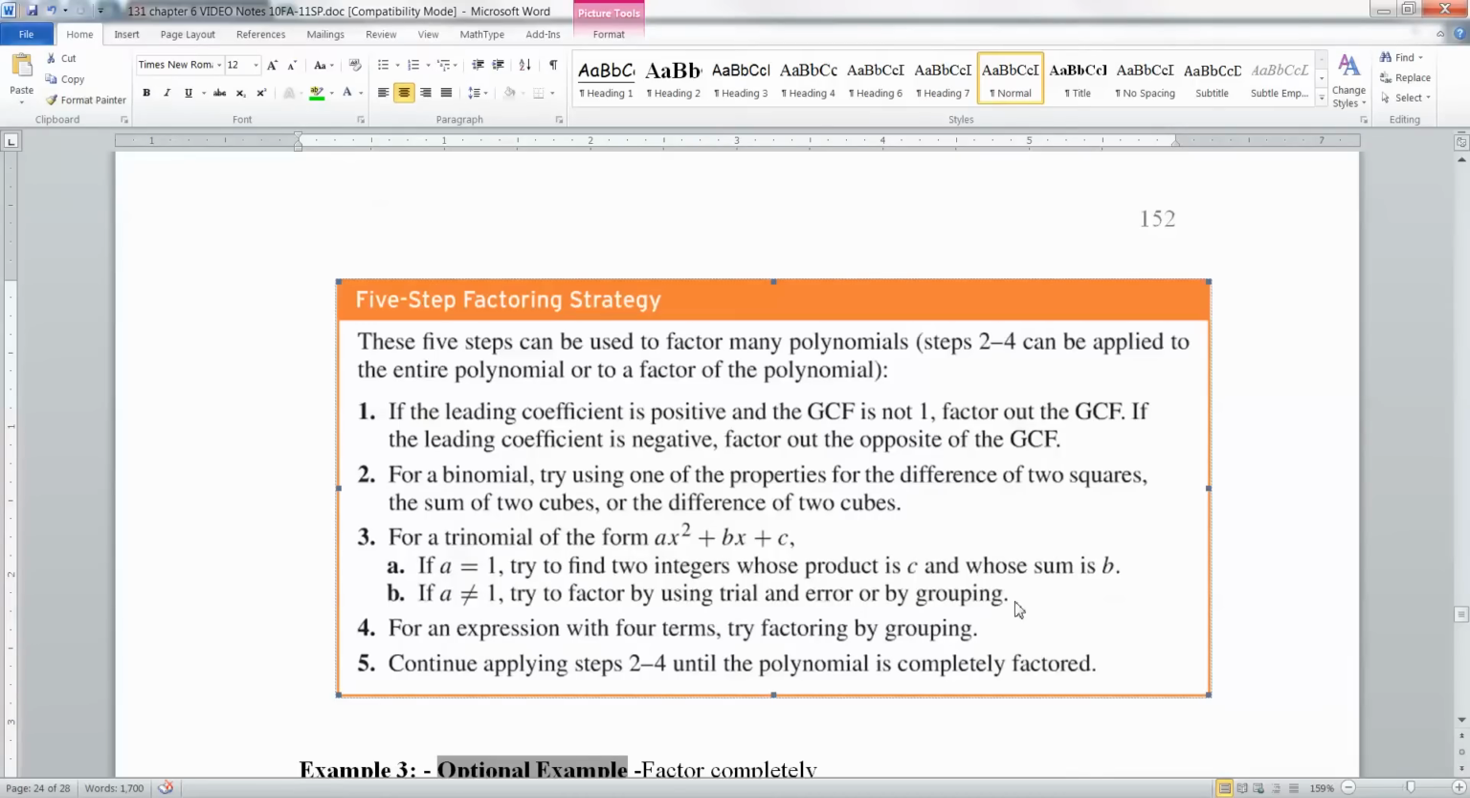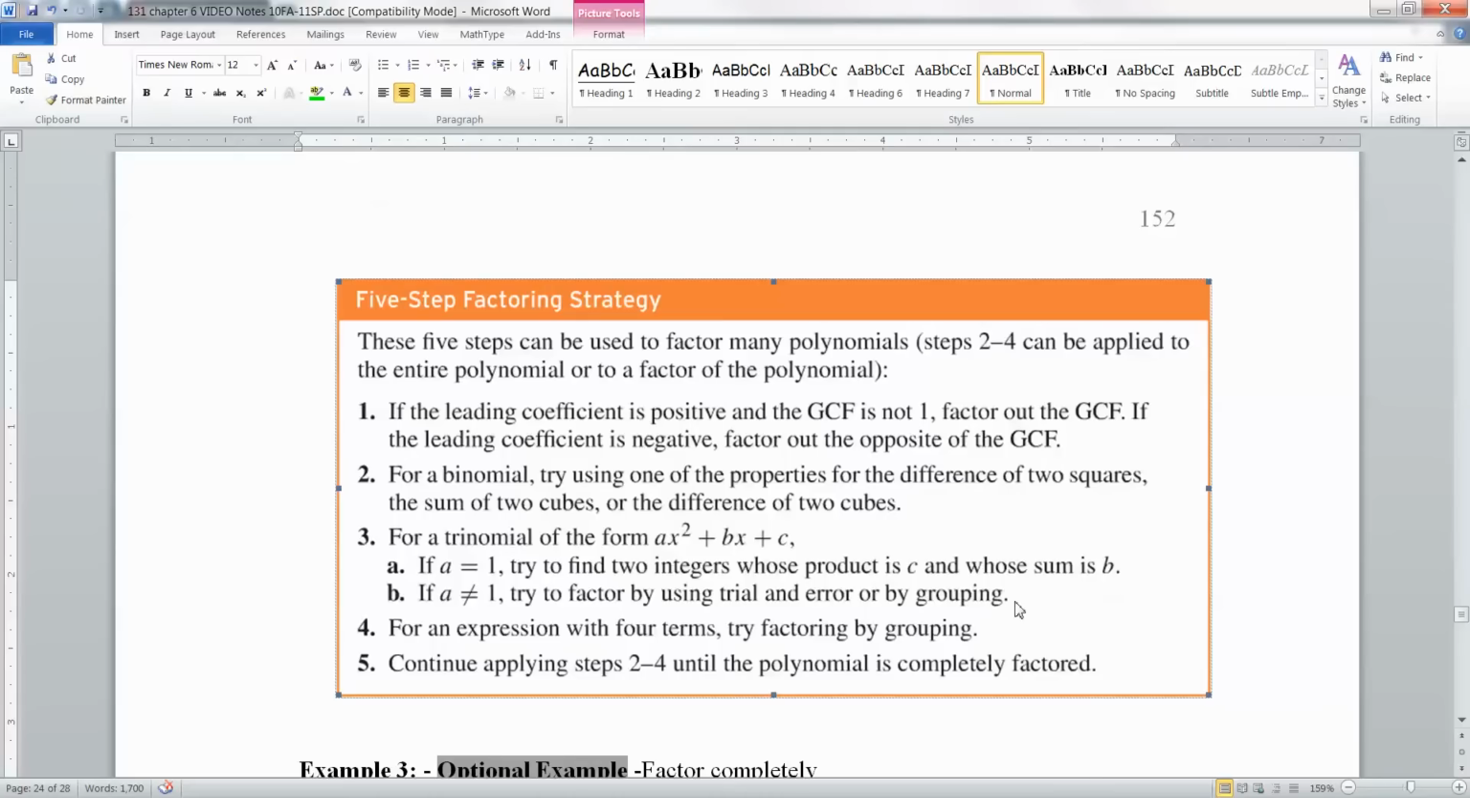Okay, so first thing you do is you look for a GCF. Never forget that. If you have a greatest common factor, always take it out first and always look for it, right? And especially if your leading coefficient is negative, you really want to look for it because we do not like leading coefficients to be negative if we can help it.